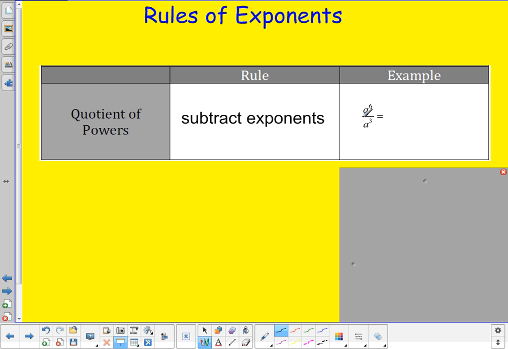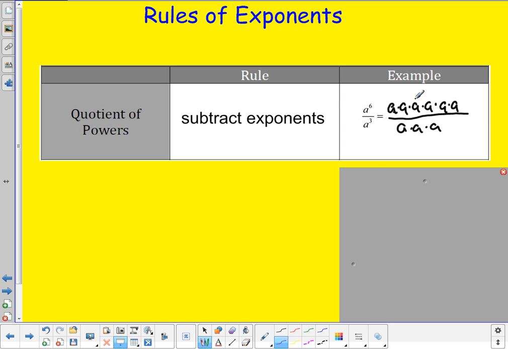If I expand this example out, I have a to the sixth on the top and a to the third on the bottom. That's a division of powers. They're the same base, a and a. So this is the same thing as saying a times a times a times a times a times a, 6 of them on the top, over a times a times a on the bottom, 3 of them because it's a to the third power.